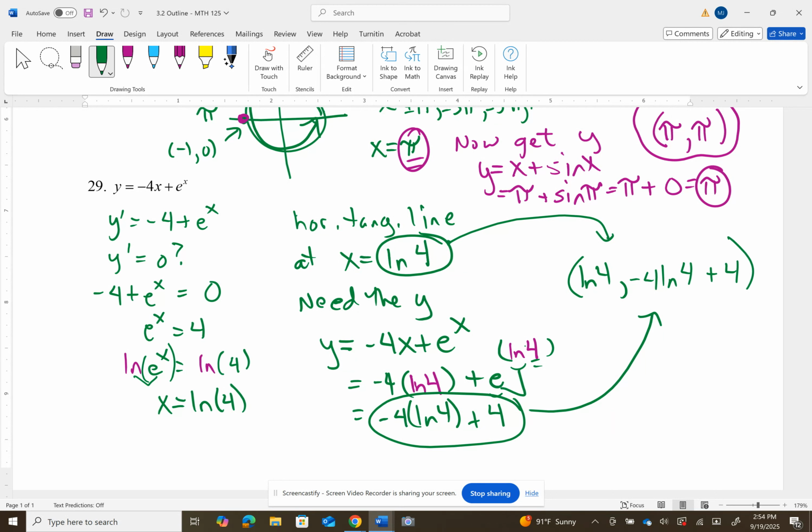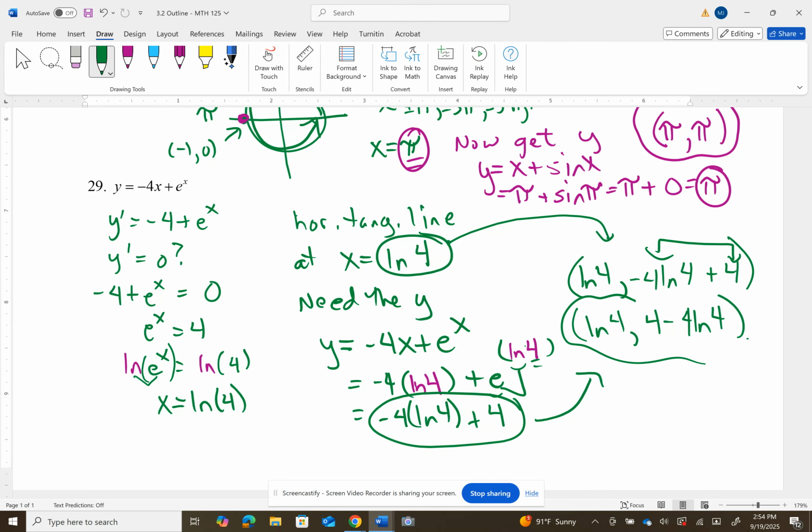Okay, so there's the point where you're going to have a horizontal tangent line. Now, because of that negative there, you might wind up seeing it written a little cleaner if we just switched those two, made it 4 minus 4 ln 4. That says the same thing. So little things like that you need to be able to recognize. So that's the point where we're going to have a horizontal tangent line.